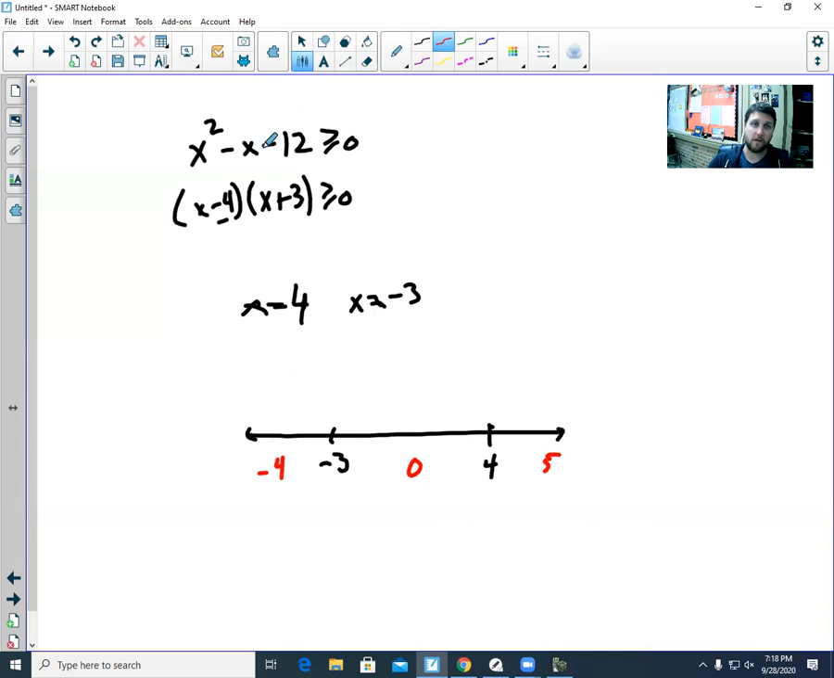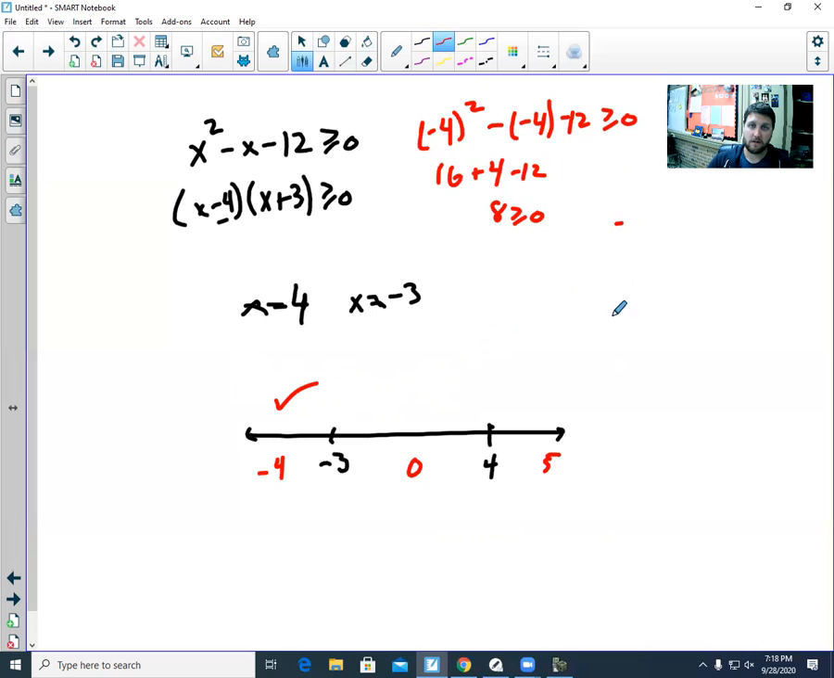So I'm going to take -4 and plug it into this inequality and see if it works. So I'm going to do -4 squared minus -4 minus 12. And I want to see if that's greater than or equal to 0. So this is 16 plus 4 minus 12, which is going to be 8 is greater than or equal to 0. And that is true. It works there.